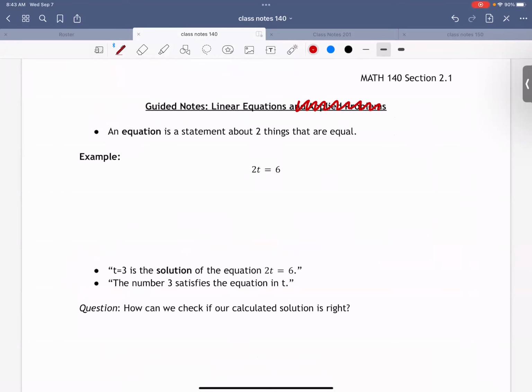Equations, right? The EQU stands for equal. So whenever we see an equation, we're talking about things that are equal. And that's essentially what an equation is. It's a statement about two things that are equal. We're always going to have an equal sign when we're talking about an equation, okay?